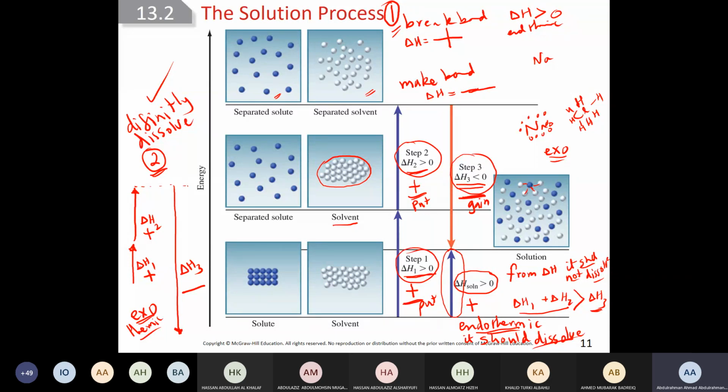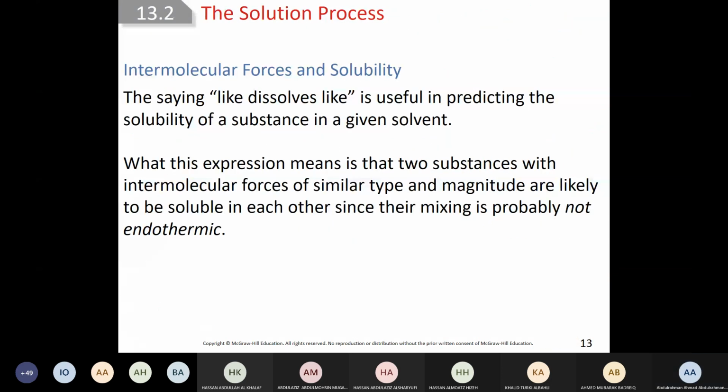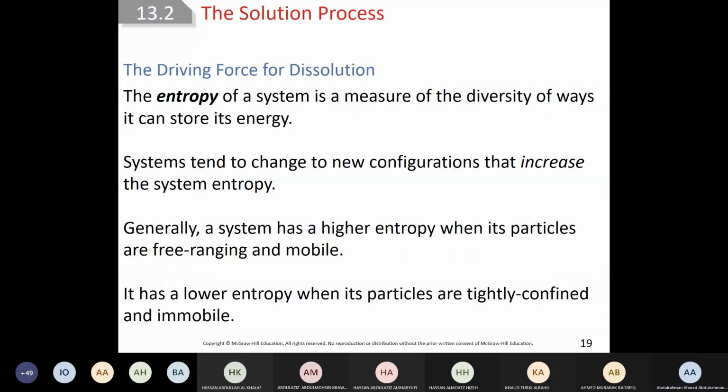Why? Because there is another factor other than the heat. This is the heat factor. Endothermic is the enthalpy or heat factor. But there is another factor called entropy. What's the word? Entropy. I want you to memorize the name very well. What's the meaning of entropy? Chaos. What does it mean? Disorder. Disorder, or chaos, yes. That's the meaning of entropy.